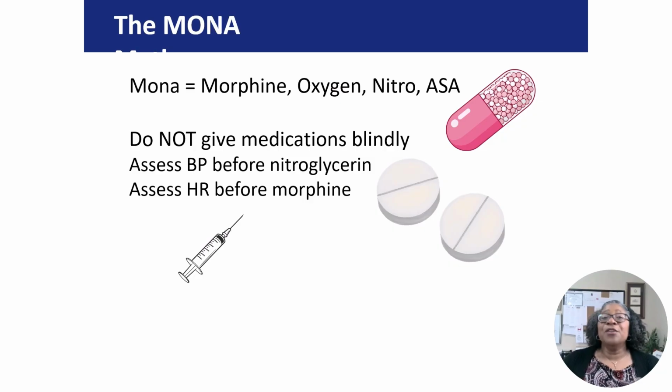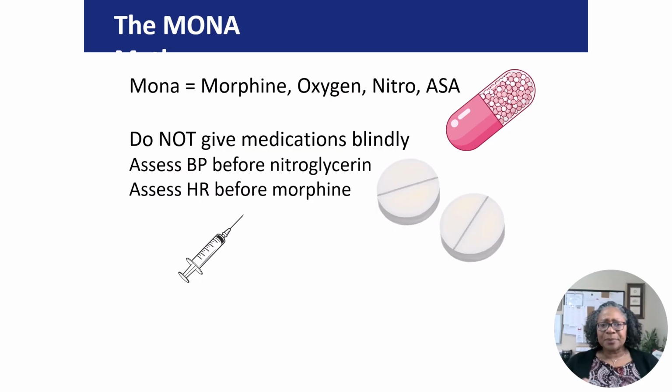Now, you'll hear an acronym called MONA. MONA means morphine, oxygen, nitroglycerin, and aspirin. And in school, they'll have you memorize this acronym. But don't let that fool you. They'll say, first you give morphine, you give oxygen, you give nitroglycerin, you give aspirin. But the NCLEX doesn't want you to just memorize that. They want you to critically think. They want you to understand when to apply it.